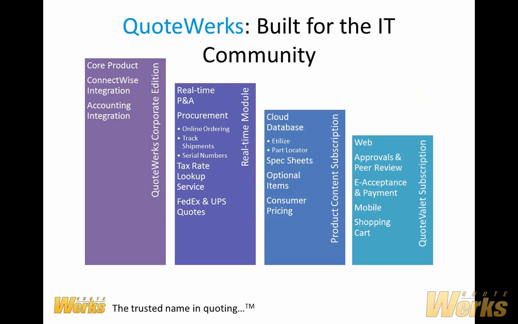And then because none of us like to maintain product databases, we have the product content subscription. If you do not have the product content subscription, it's the best $70 a year you can spend. Basically, that is our cloud database that includes all the parts from distribution that we work with. That includes all the Utilize parts, as well as our part locator as well, which you'll see a little bit in the demo here why the part locator is important.